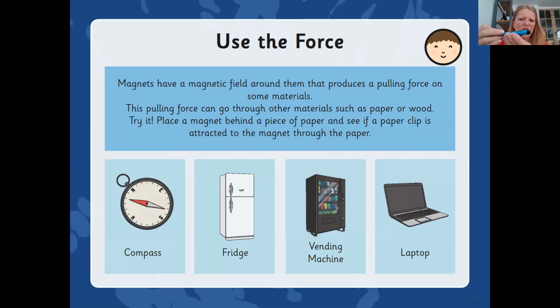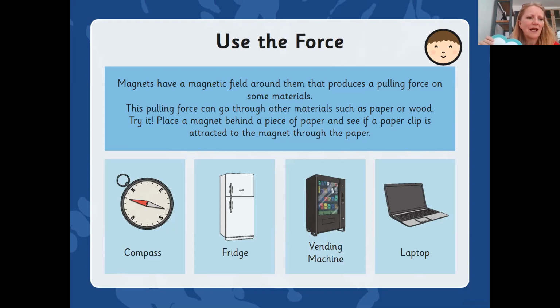This part, not, because that's plastic. And then I remember showing my class this. If I use my ring, which is made of gold, okay, there's no attraction there. So only some metals are attracted to magnets. This pulling force, this magnetic force, can actually go through other materials such as paper or wood. So let's have a go. Okay, so I've got a really large fridge magnet here.